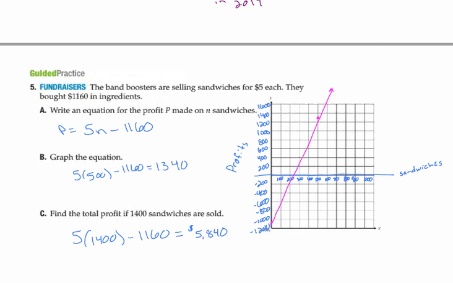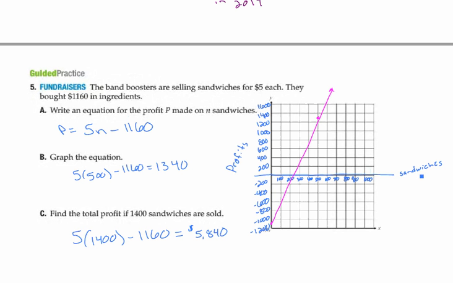Okay, a bit different here because they're selling sandwiches for $5 each, but they bought $1,160 in ingredients. So they're already, to start with, $1,160 in the hole. I apologize, this graph didn't work, so I had to change the y-axis because our y-intercept actually starts down in the negatives, that we're $1,160 in the hole. Realizing that it's really hard to go up by 5 on here, so slope was a little bit hard. So I plugged in 500. 500 sandwiches, they would be at $1,340 in the black. So we do have a positive number there.